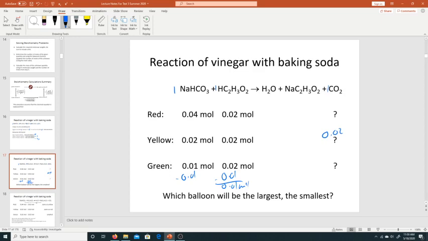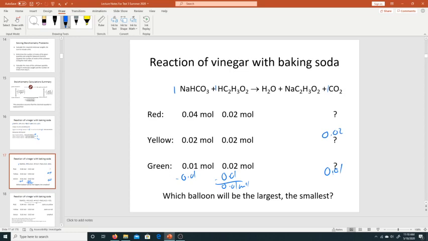Now what about the CO2? This gets produced at the same time I use up the reactants. So product is being made at the same time. So therefore I should only make 0.01 moles because I didn't have enough baking soda to use up all of the acetic acid. Well, if I only have 0.01 moles of CO2, compare that to 0.02 moles of CO2, which balloon should be larger? I expect the one with the more CO2 to inflate the balloon to the larger size.